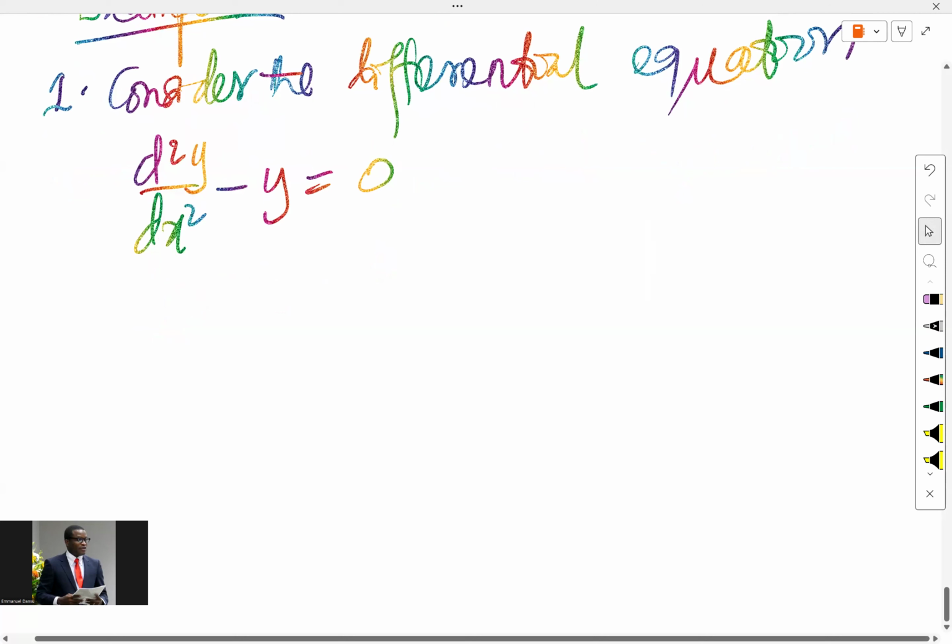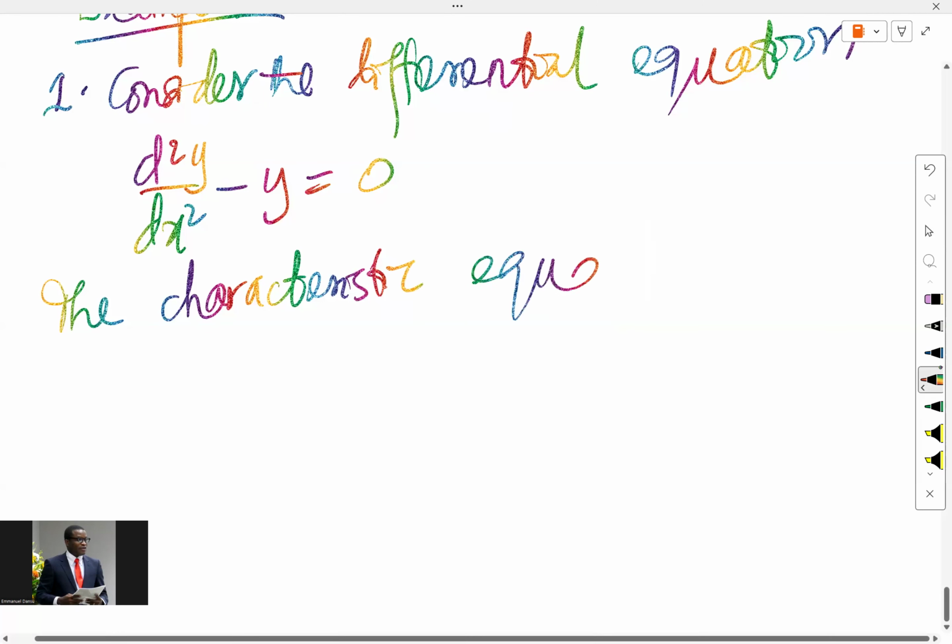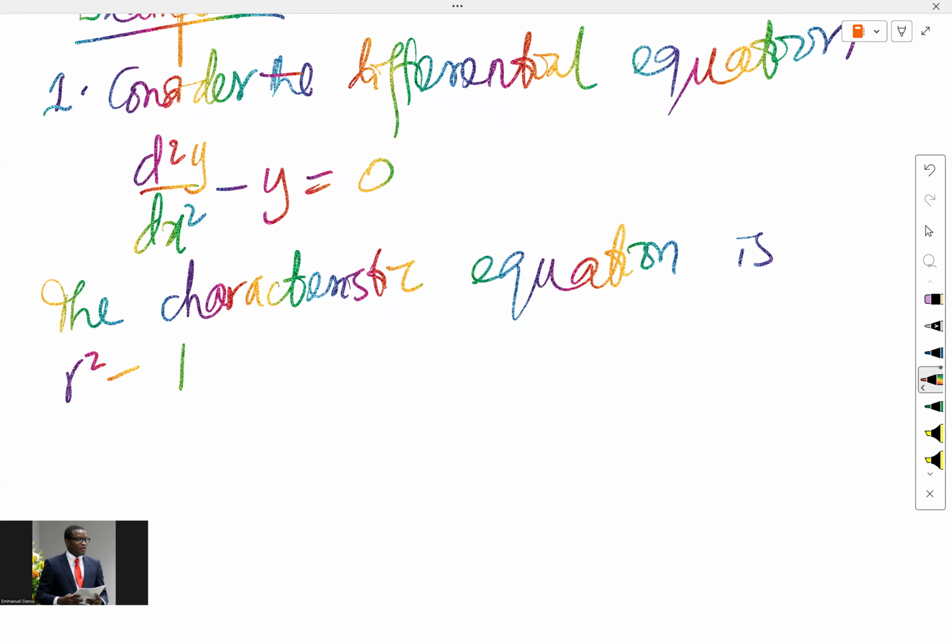So if you look at this now, normally we would say let y be equal to e to the rx, something like that, and then you keep working, and you end up getting r squared minus 1. I'm still going to deal with this properly in the future, so watch out. So the characteristic equation is r squared minus 1 for this. Because this is power 2, you have r squared, and this is like the zeroth derivative, so to speak. So you have r squared minus 1 equals 0.